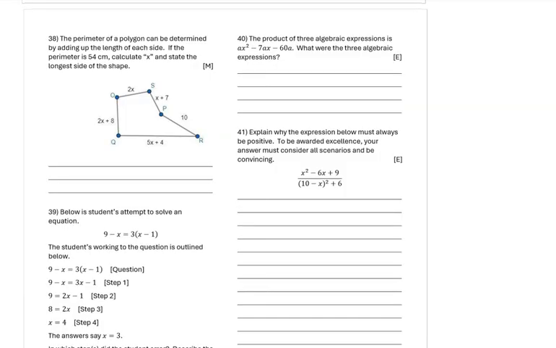Okay, so now moving down to 38. In 38, you can see there's a bit of a measurement geometry vibe to it based on that diagram, and it's worth a merit mark too, but it's the same process as our previous questions. You need to use some algebra to solve that.